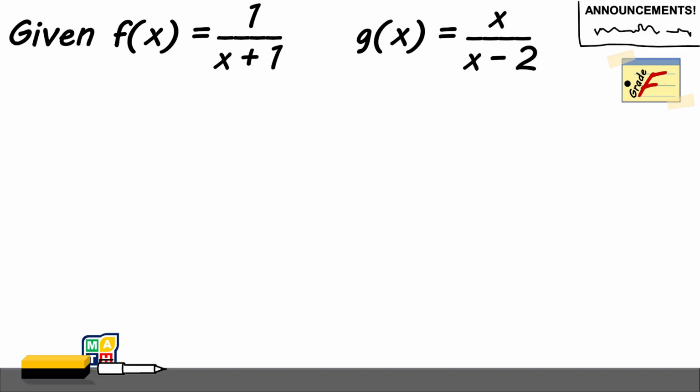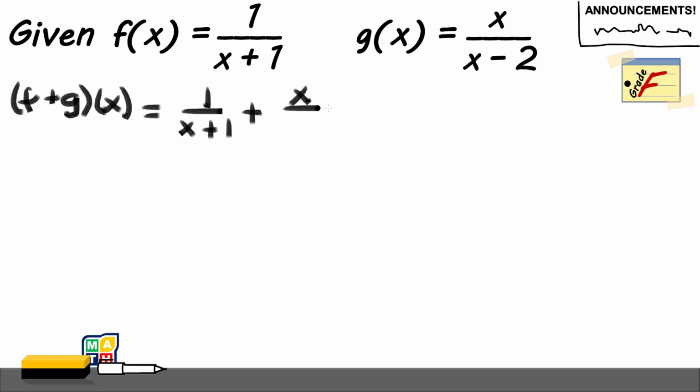Now we are going to add and subtract these given functions. In short, we are going to add or subtract rational expressions. Let's start with this notation, f plus g of x. When you have this expression, you simply try to add the two rational expressions. For f of x, you have 1 over x plus 1 to be added with your g of x, which is x over x minus 2.